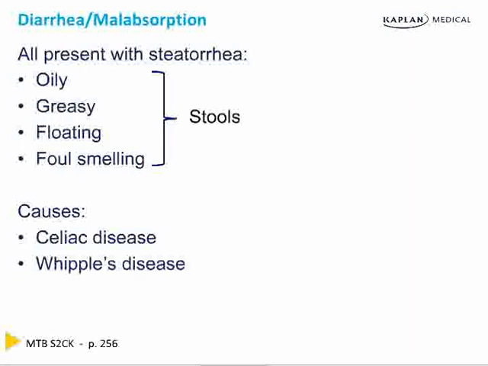Whipple's disease is a rare syndrome, but we will talk about it. Chronic pancreatitis is a similar presentation with fat malabsorption. There are some other rare causes, such as tropical sprue. We're going to discuss all these in the upcoming slides.